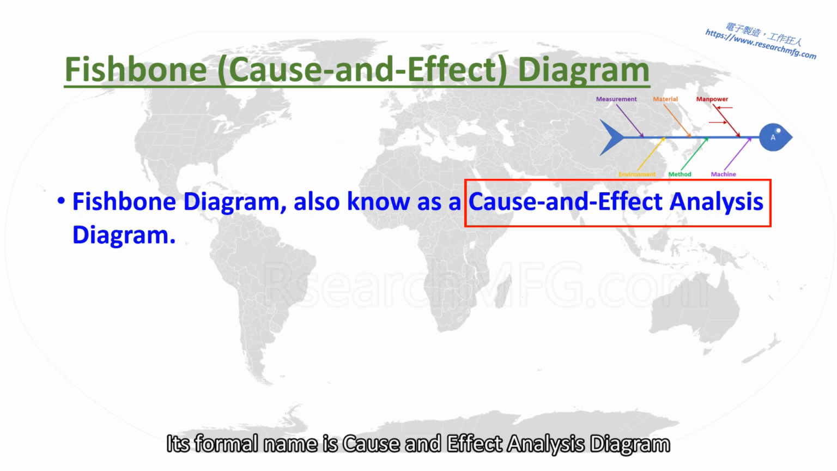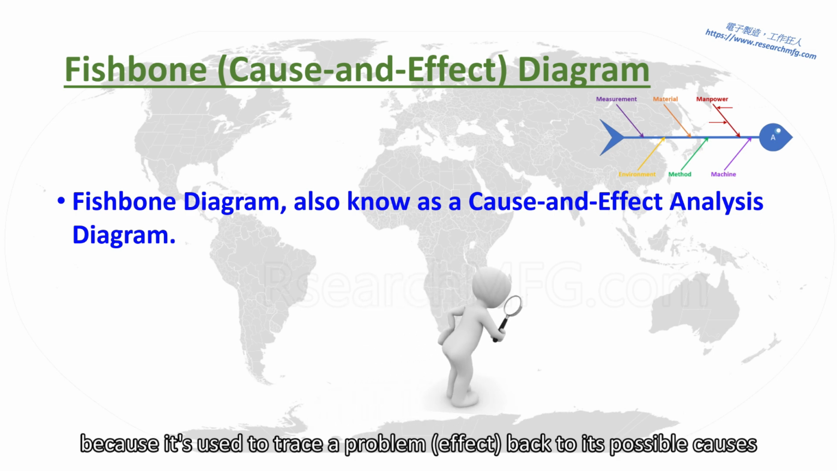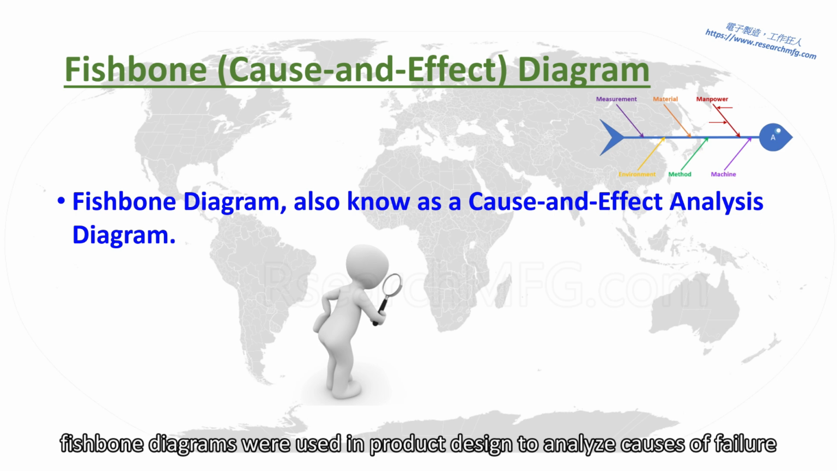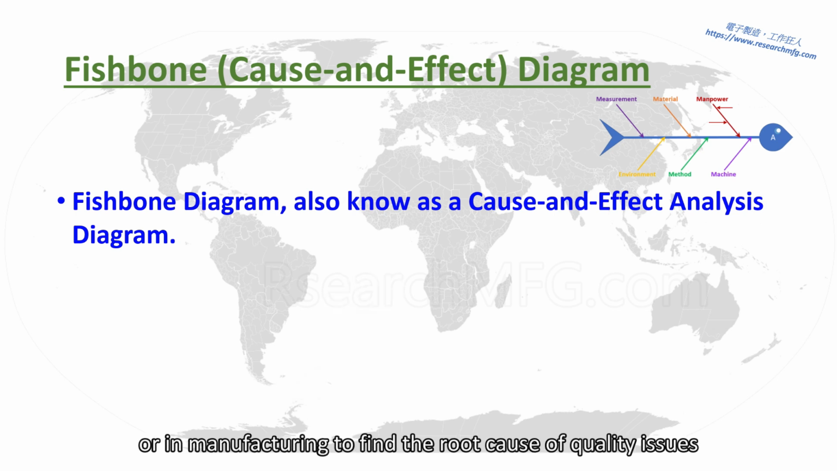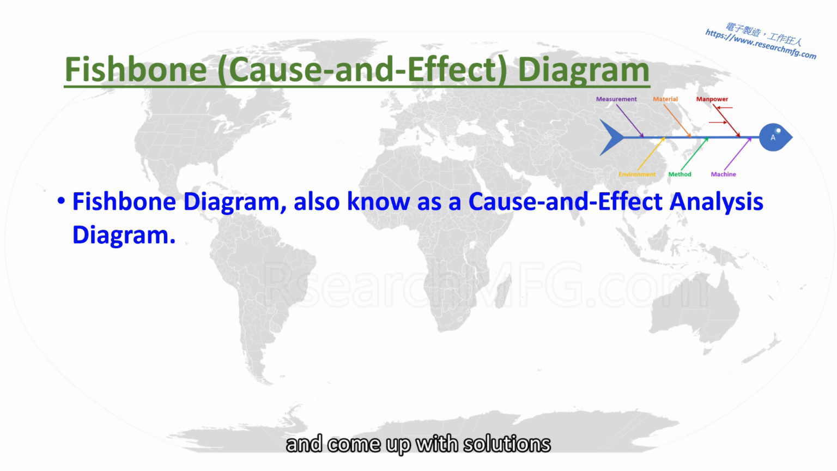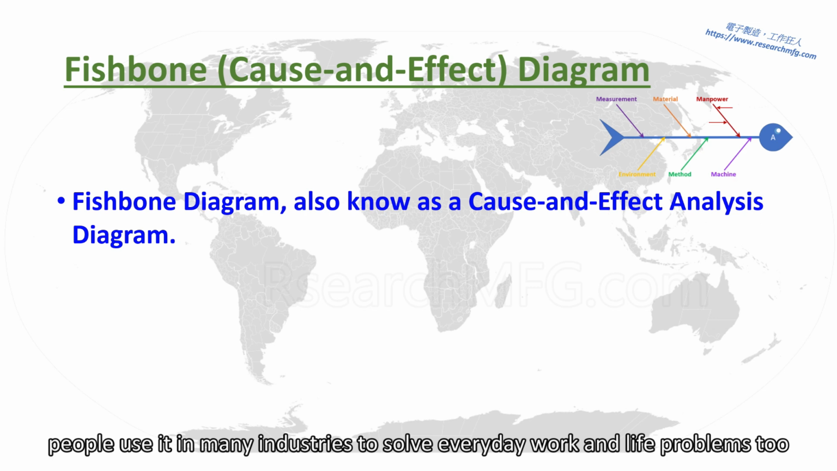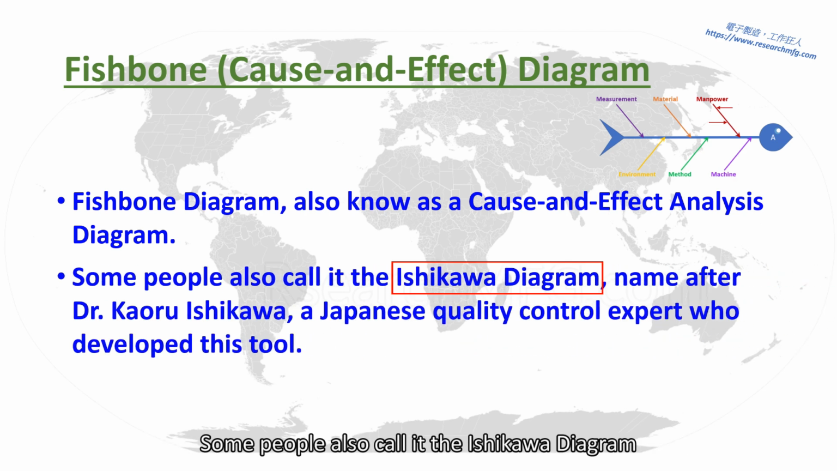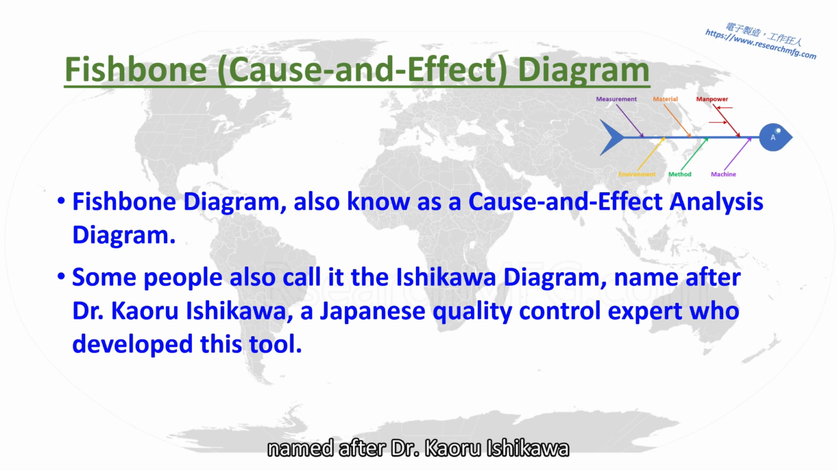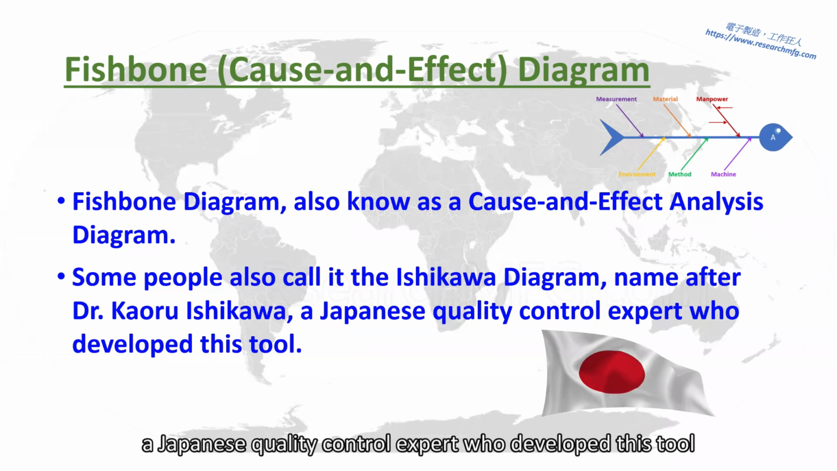Its formal name is cause and effect analysis diagram, because it's used to trace a problem, effect, back to its possible causes. Originally, fishbone diagrams were used in product design to analyze causes of failure, or in manufacturing to find the root cause of quality issues and come up with solutions. Nowadays, people use it in many industries to solve everyday work and life problems too. Some people also call it the Ishikawa diagram, named after Dr. Kaoru Ishikawa, a Japanese quality control expert who developed this tool.